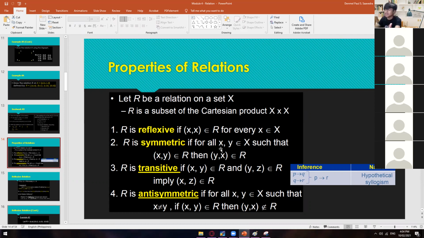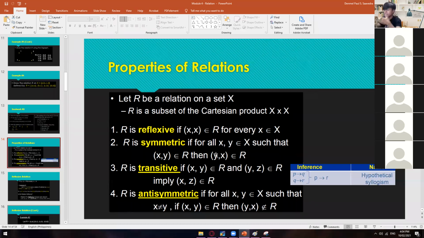If we have, let's say, variable xy or element xy, of course, they are 2 different elements, let's say 1, 2, excuse me, then we should also have 2, 1. Okay, so basically it's just the opposite. Your domain will go to your range and your range will go to your domain. Okay, so just do the opposite.